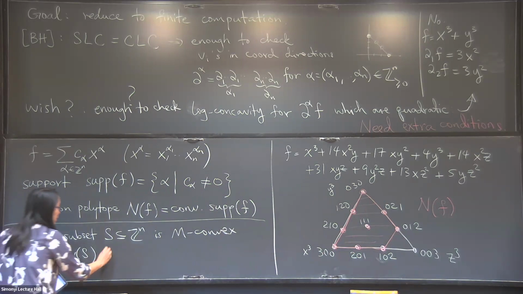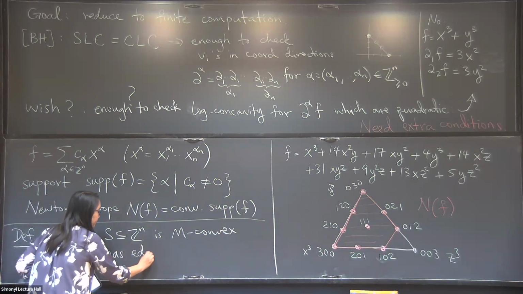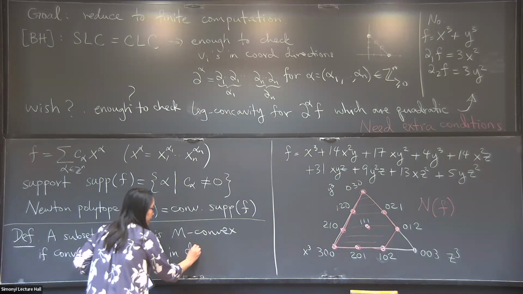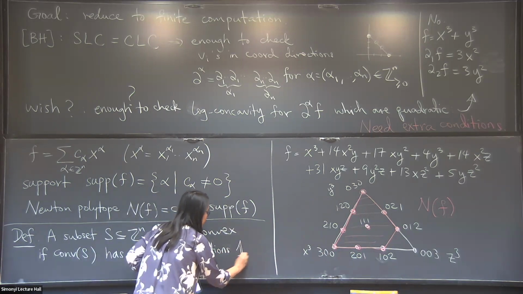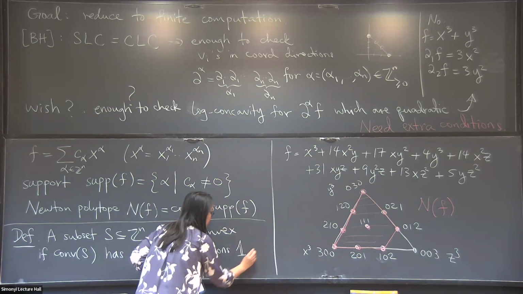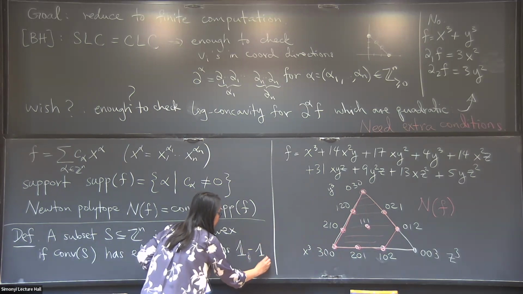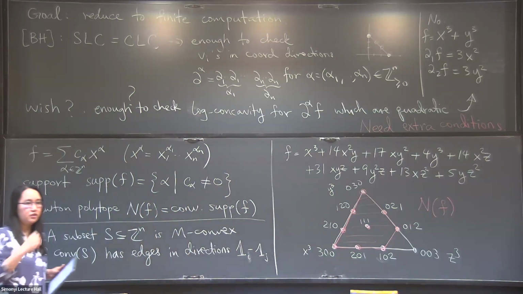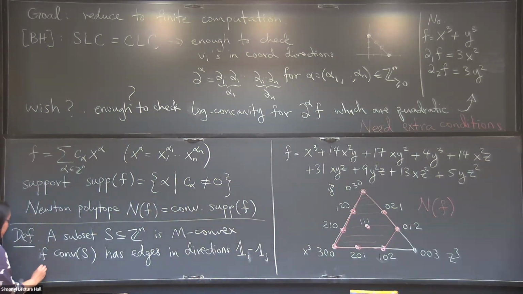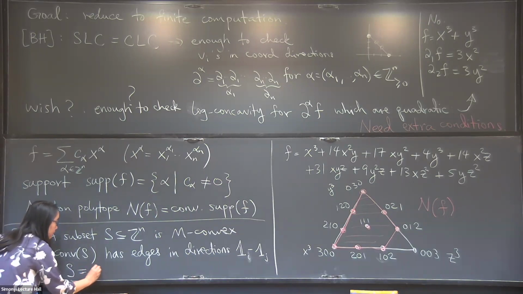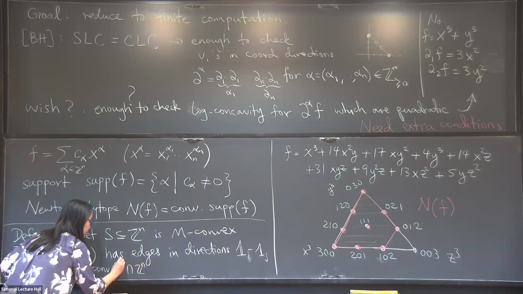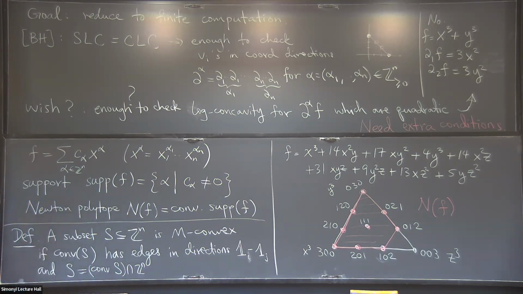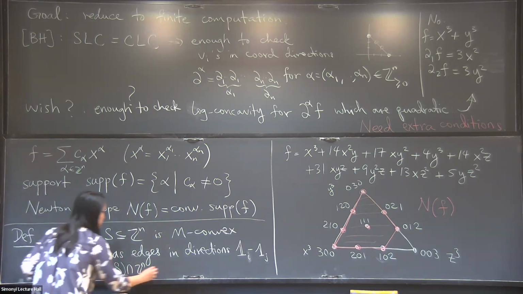So this polytope has edges in directions of differences of coordinate directions. I'm following the standard notation of denoting e_i minus e_j, in these directions. And that it contains no holes, meaning S is equal to all the lattice points in the convex hull. So the second condition says no holes.